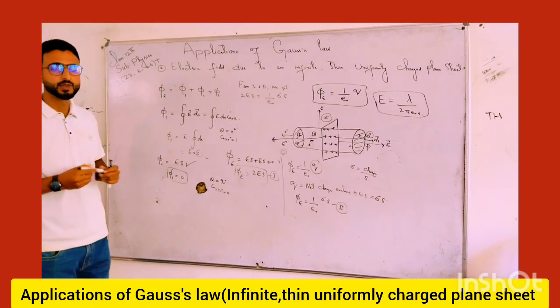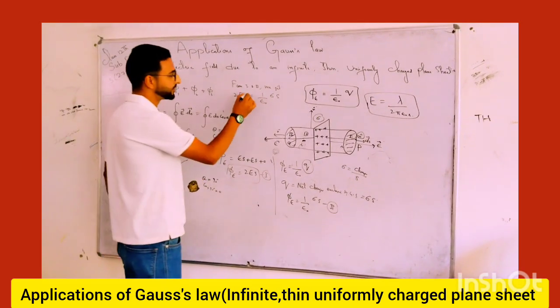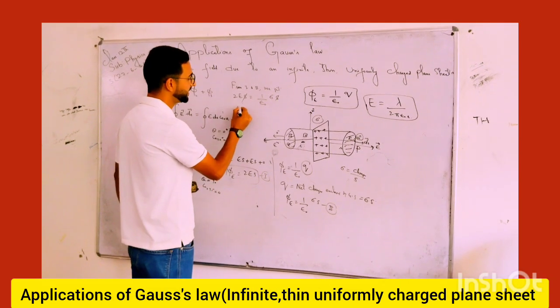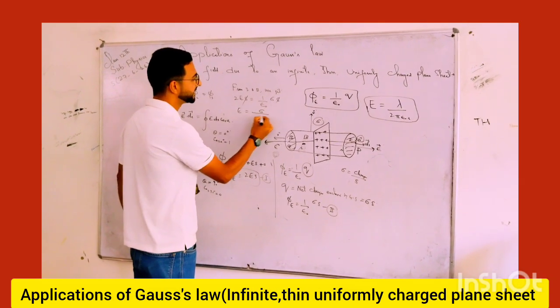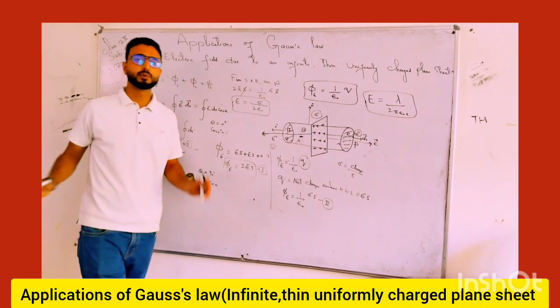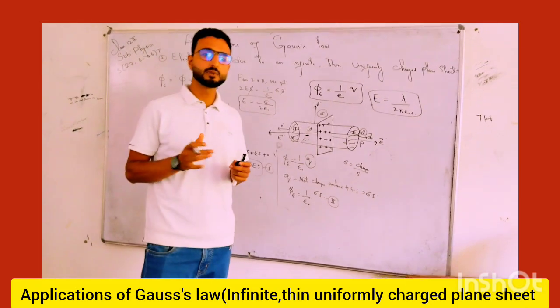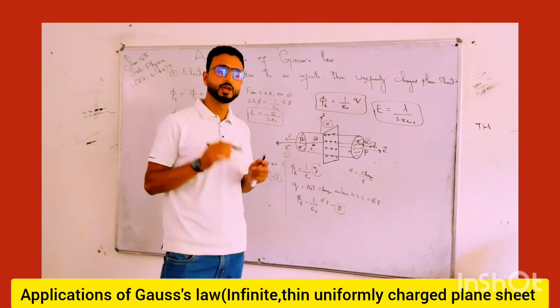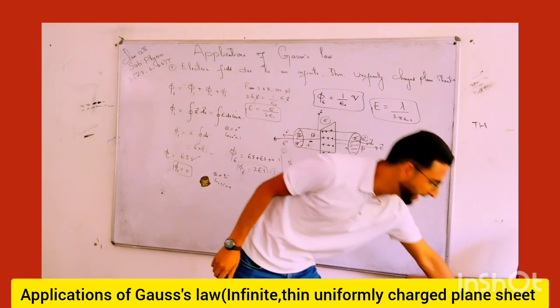Are you able to follow? Are you following the steps? Okay. So S and S will cancel out. So what will E be equal to? Sigma divided by twice epsilon naught. This is the final expression for electric field intensity due to a thin, uniformly charged plane sheet of charge.